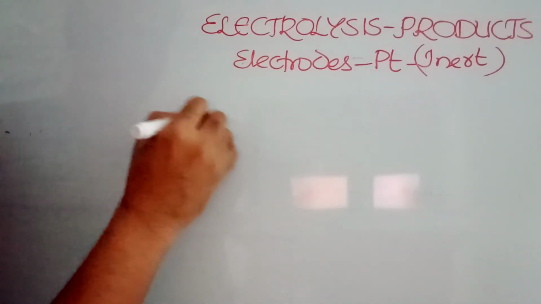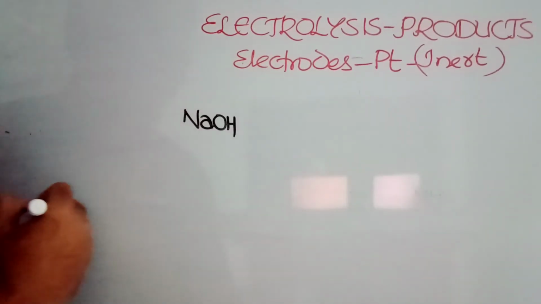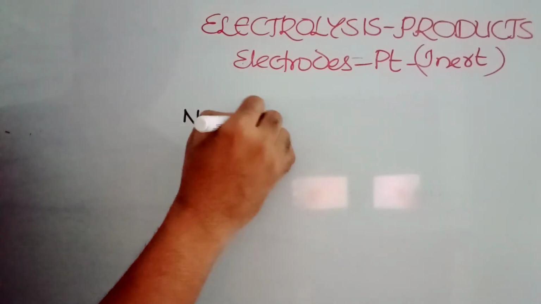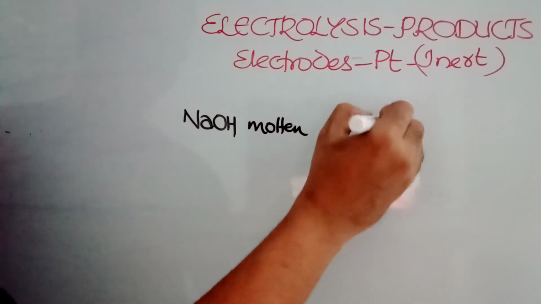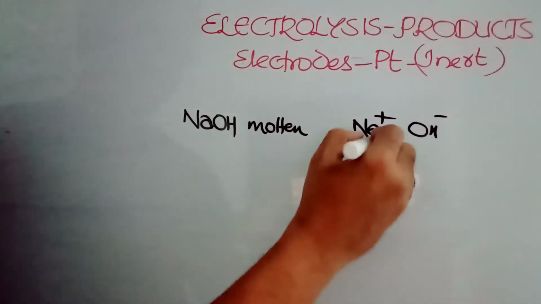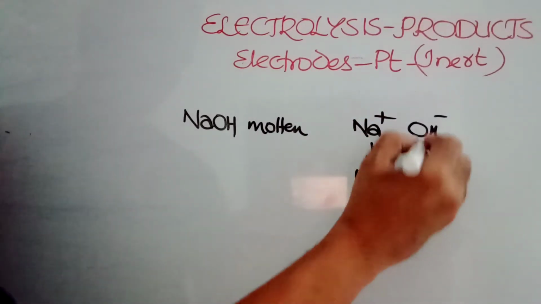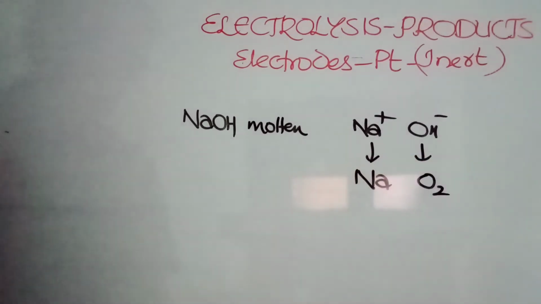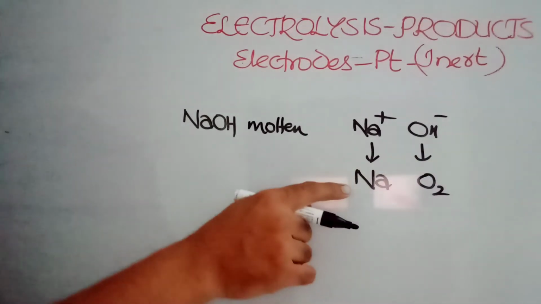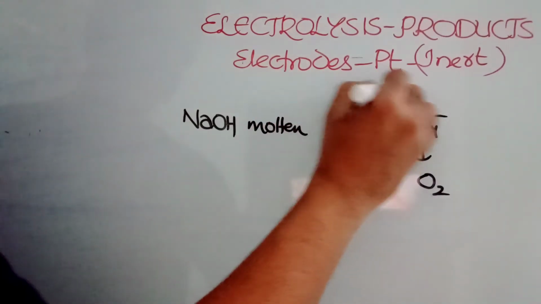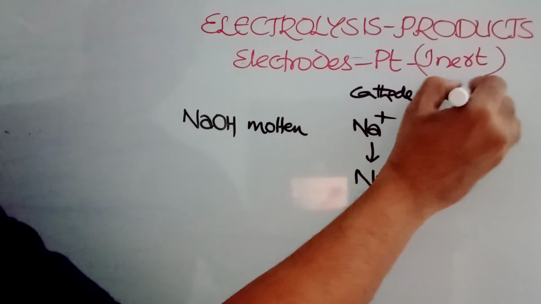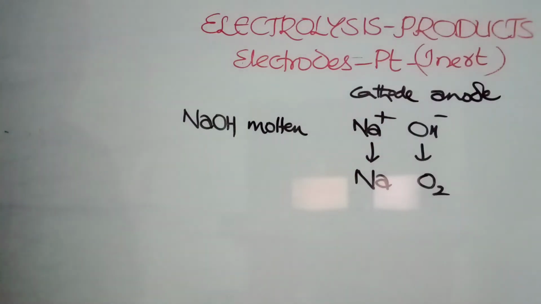If you take NaOH, you are taking NaOH only, NaOH molten, then Na plus and OH minus ions are going to form. Na plus will be giving you sodium, OH minus will be giving you O2. This is at cathode and this is at anode. Now cathode reaction, anode reaction. Sodium hydroxide molten will give you sodium, but this is an expensive method, so we don't go with this one.